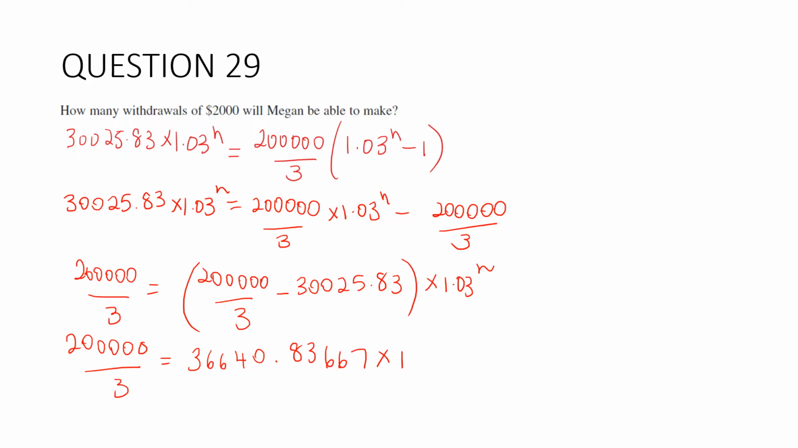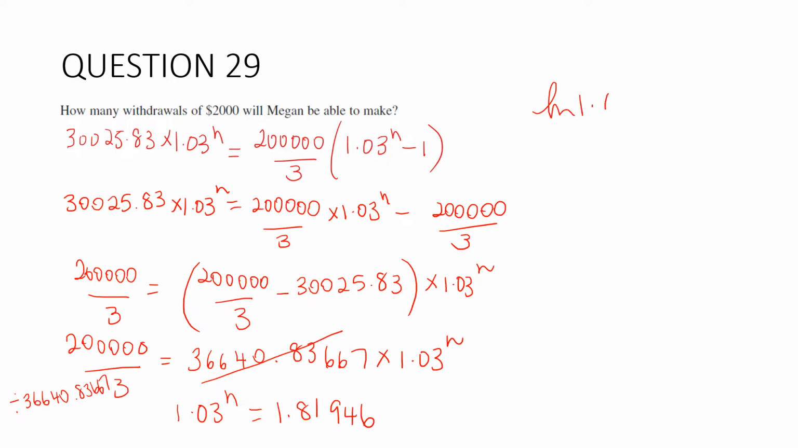36640.83667 times 1.03 to the power of n. Now I'm going to take this number over the other side and divide by it. So divide by 36640.83667. On our calculator, we've got 200,000 divided by 3 divided by that number. I have 1.03 to the power of n equal to 1.81946. All right, let's do some logs.